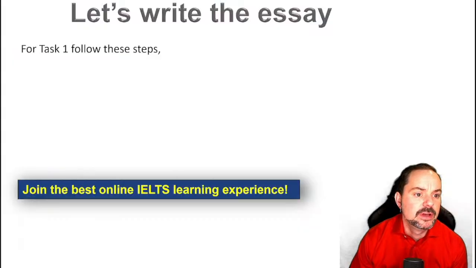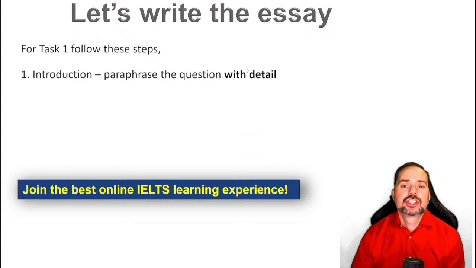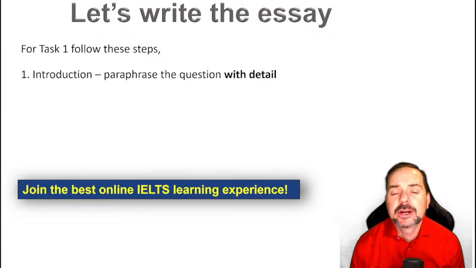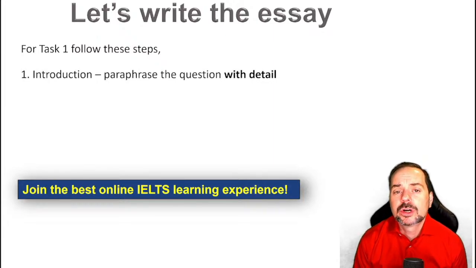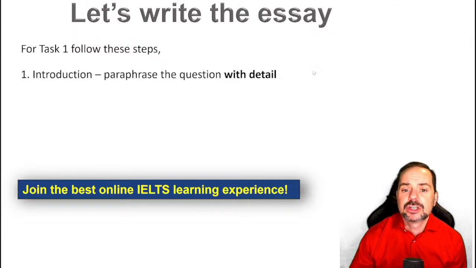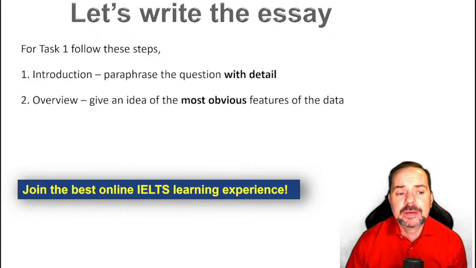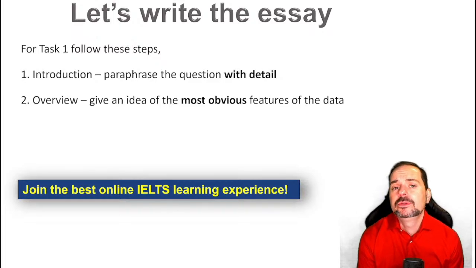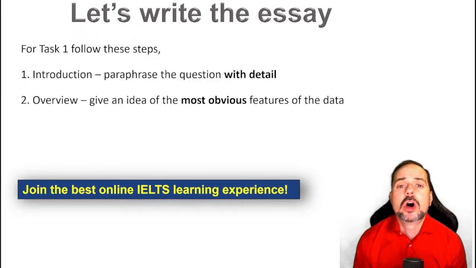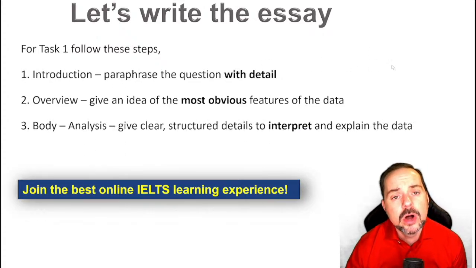So a line graph has a few important steps to consider, or we could say a few important parts to consider. Okay. First, you have the introduction, the introductory paragraph. The introductory paragraph is quick, it's short, it's a couple of sentences. It's paraphrasing the question with detail. Okay, and then I have another short paragraph. It's the overview. The overview gives an idea of the most obvious features of the data to the reader. And then I have my longest paragraph.